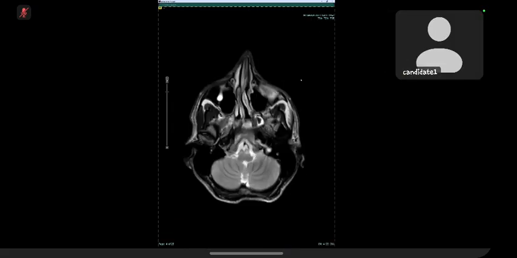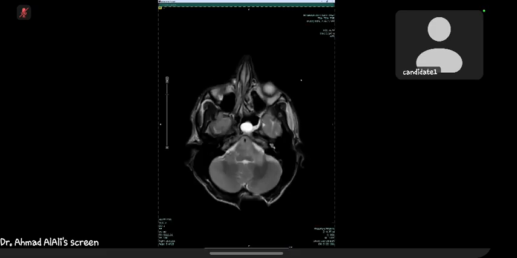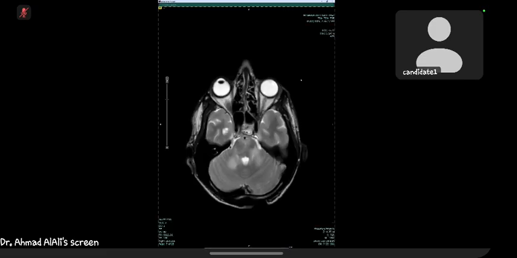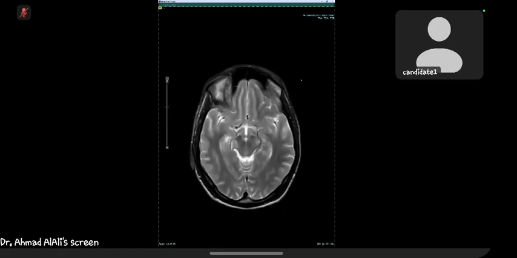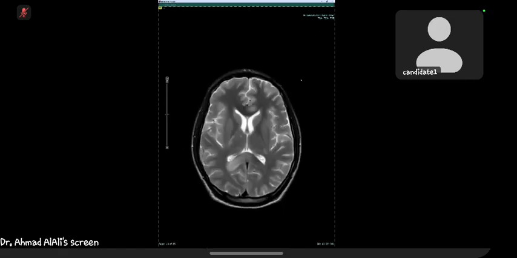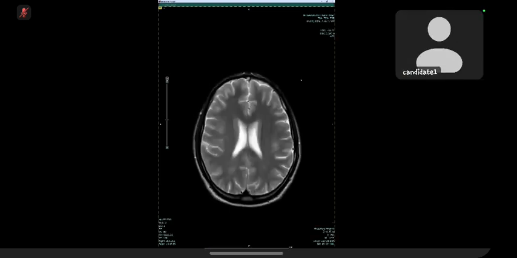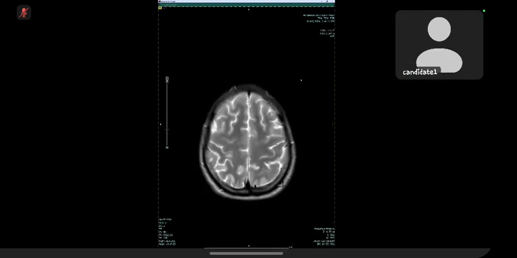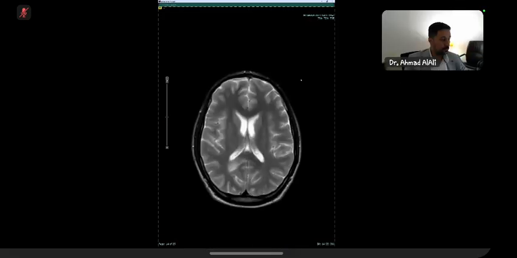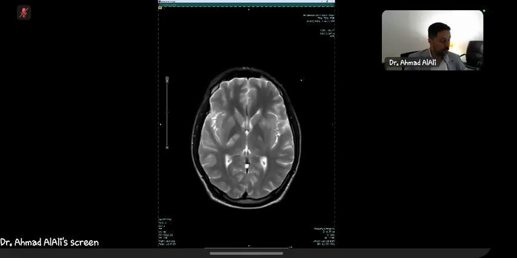Here I can see that there is high signal intensity noted in the medulla, brachium pontis, and pons, and there is involvement of the splenium of the corpus callosum as well, and bilateral basal ganglia involvement is there.